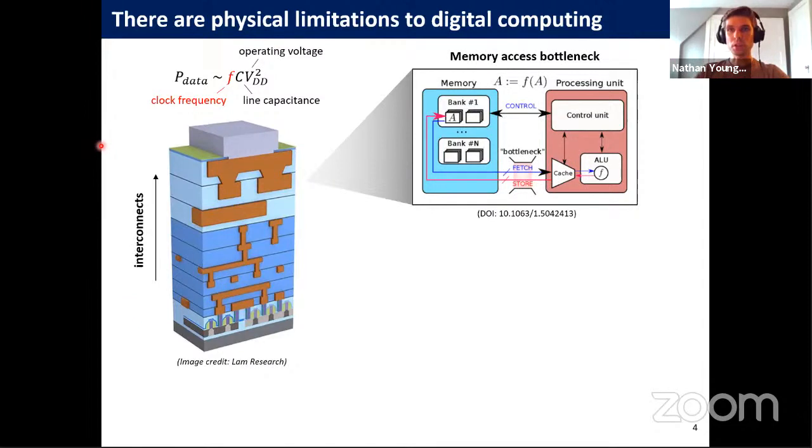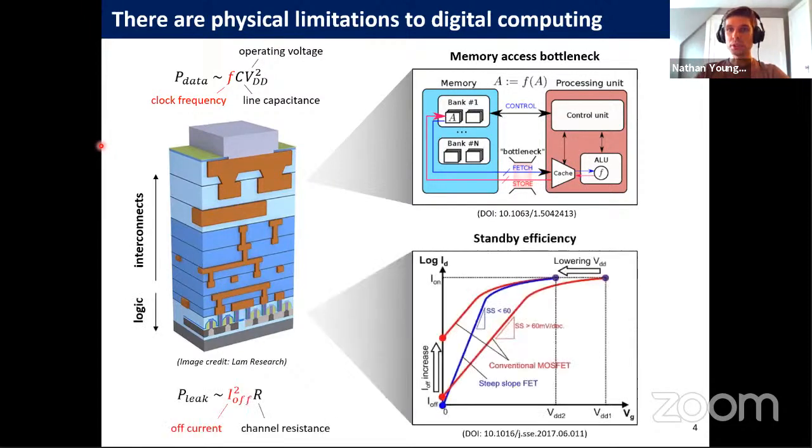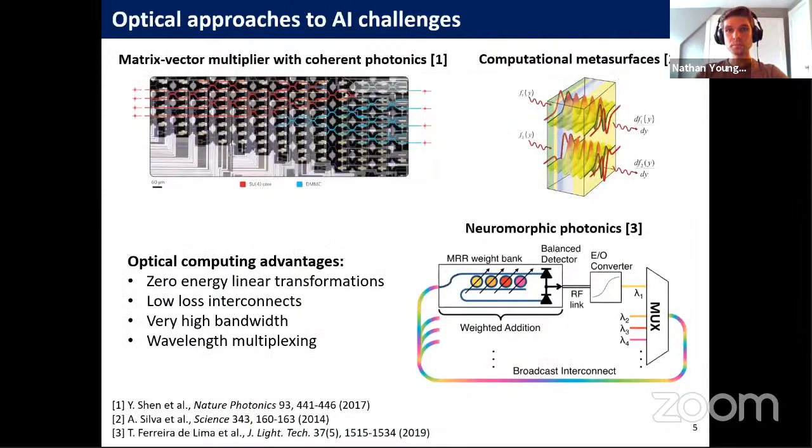One solution to this problem is to reduce the operating voltage, but in conventional MOSFET transistors, this introduces the problem of leakage current, and that reduces standby efficiency. So if we don't address the flow of data during computation, in addition to making better transistors, the efficiency gains at the logic level will be quite limited.